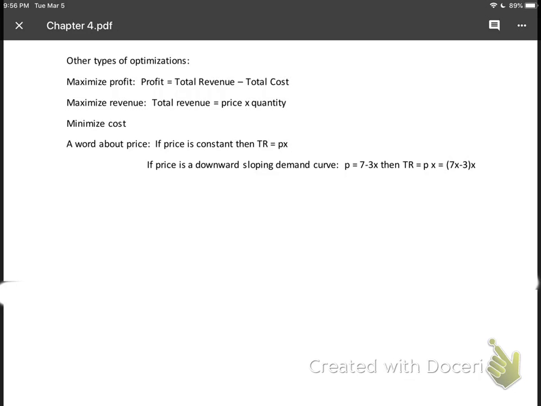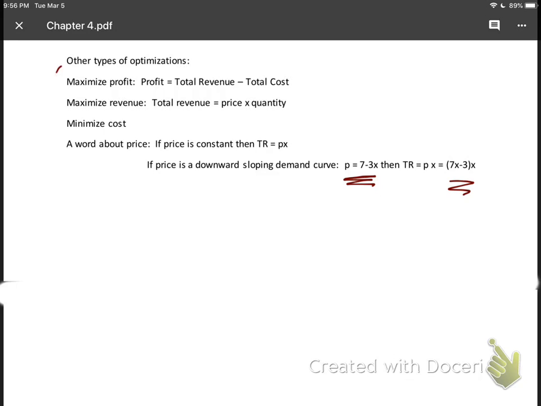So if they give you the price, the way you get revenue is price times quantity. Sometimes they'll give you the price as an equation. And that's the case. Your total revenue is still price times quantity, but you'll end up having a quadratic for your total revenue equation. Okay, so let's go on and we'll do some more optimization.